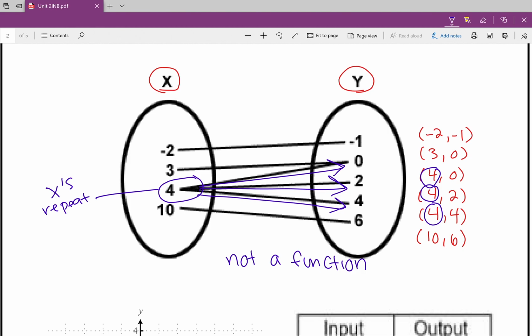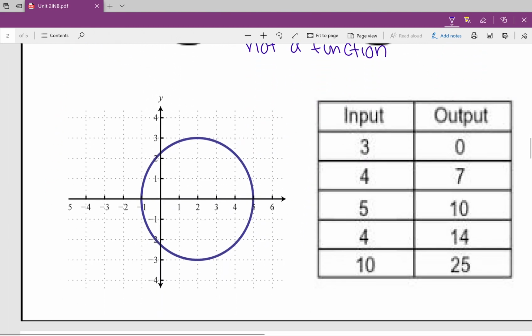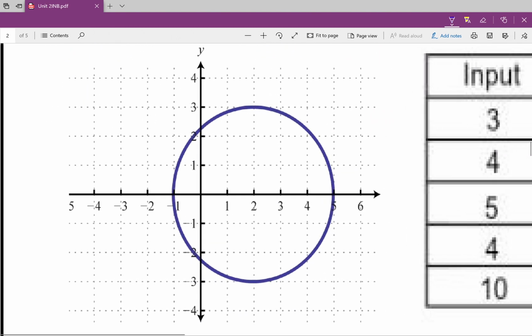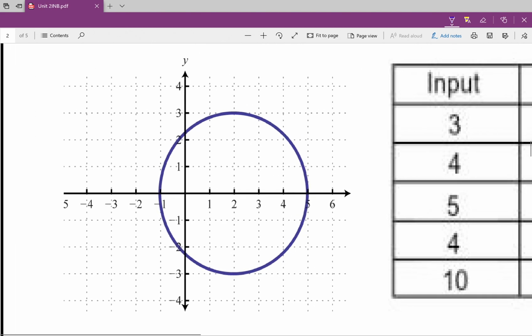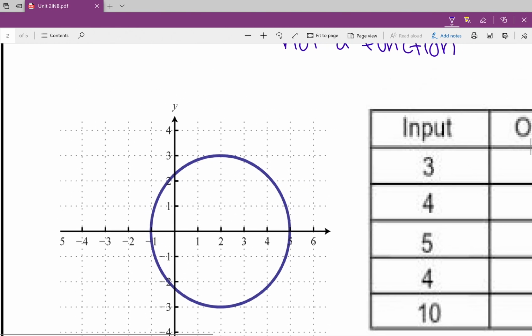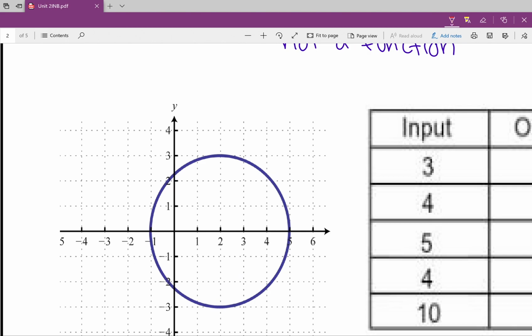Okay, let's look at our third example. Our third example is going to be a graph. So this is a graph of a circle. And how we determine if graphs are functions is if we use the vertical line test. So I'm going to go ahead and write that above here. Change my color. So vertical line test. So the vertical line test tells us if we draw a vertical line, we know it's a function if it only hits one point. So I'm going to write that.